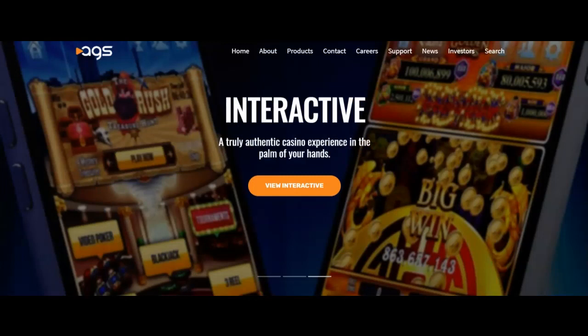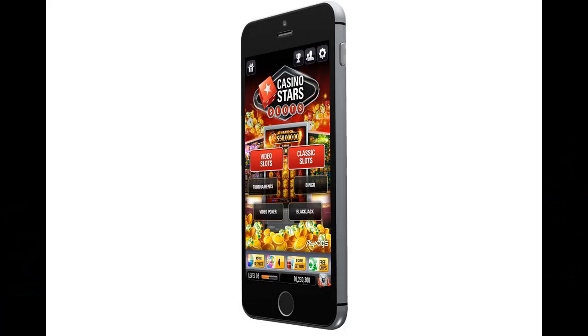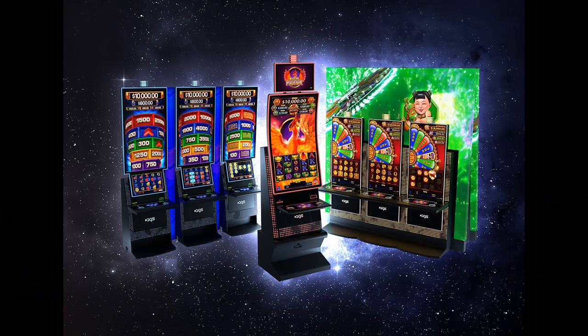Now, this is the big one. The interactive segment offers a platform for business-to-business content aggregation used by real money gaming and sports betting partners, and business-to-consumer social casino games through its mobile app, Lucky Play Casino. Now, whether you're looking for premium poker titles, blackjack side bets, baccarat variations, or equipment to take your tables to the next level, AGS has new options and proven performers for your casino floor.